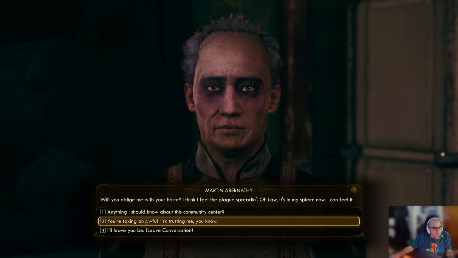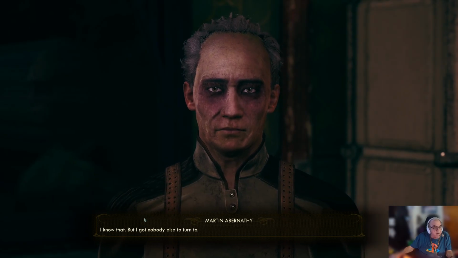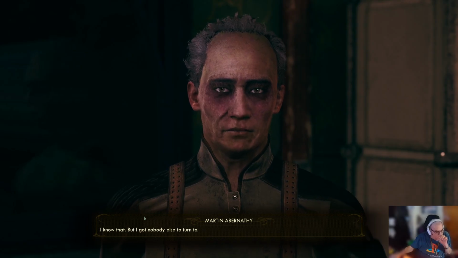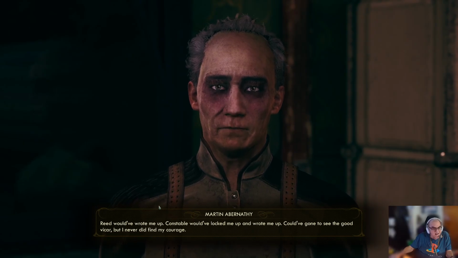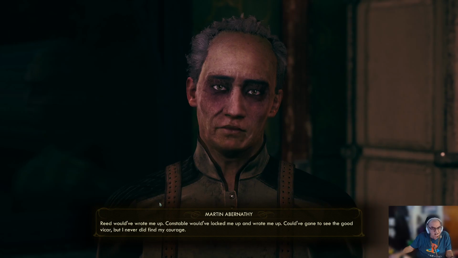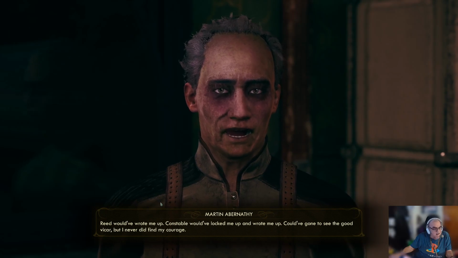You're taking an awful risk trusting me. I know that, but I've got nobody else to turn to. Reed would have written me up. Constable would have locked me up and written me up. Could have gone to see the good vicar, but I never did find my courage.